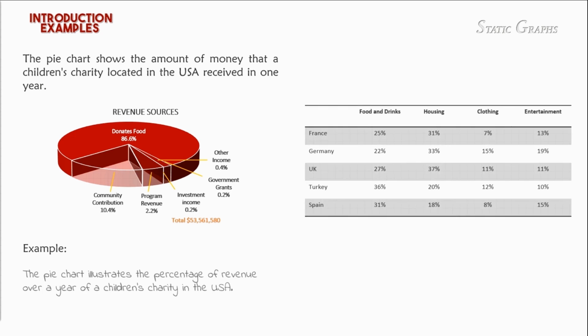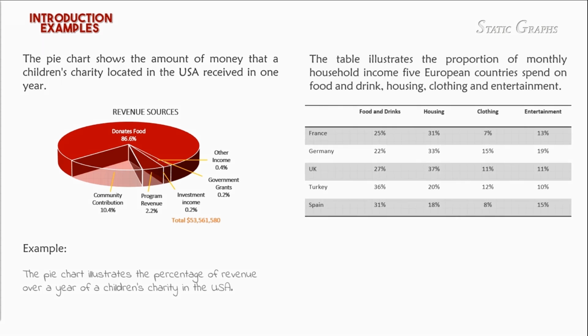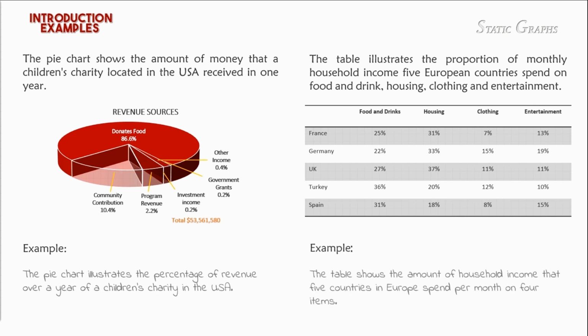Now, in the given table, the table illustrates the proportion of monthly household income in 5 European countries spent on food and drink, housing, clothing, and entertainment. The table shows the amount of household income that 5 countries in Europe spend per month on 4 items. We made use of synonyms and changed the sentence structure.